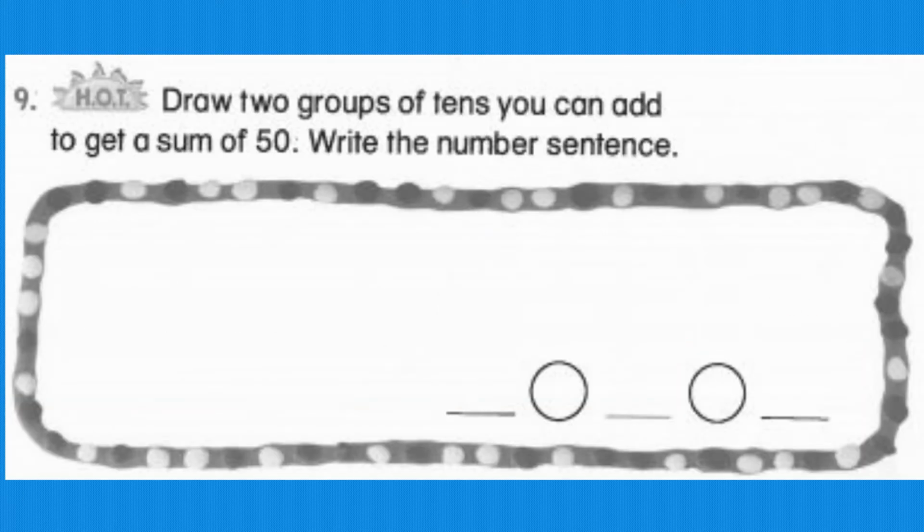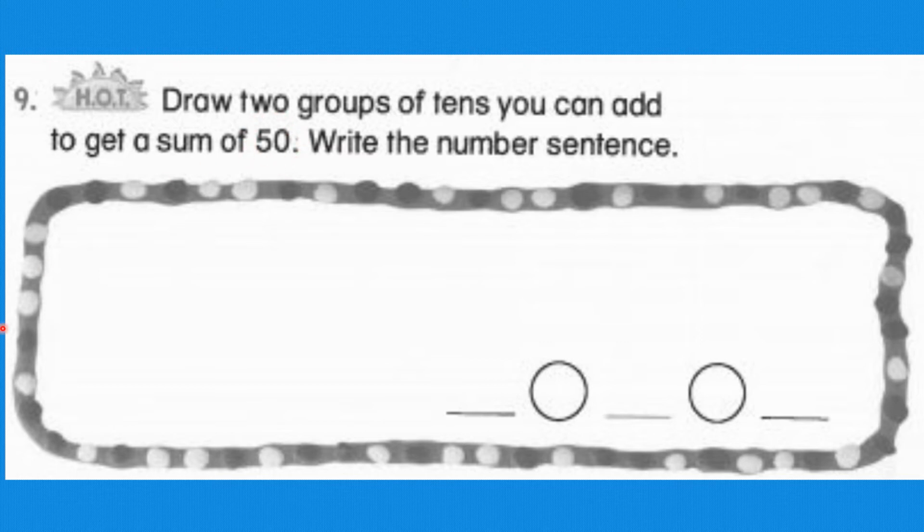Okay, here's another one of those problems that I really like because it doesn't tell you what numbers to use, so you get to decide your own numbers. So read the problem with me. Draw two groups of tens you can add to get a sum of 50. Write the number sentence. So it tells us right here, we're going to add and that our sum needs to be 50. So when you're picking your numbers, they cannot be greater than 50, because you can't add two numbers together and have it equal 50.